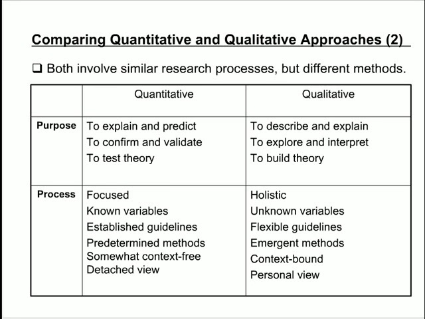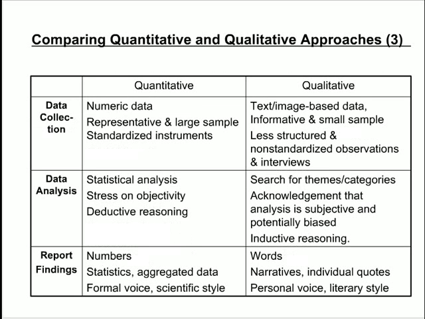A quantitative approach often uses predetermined methods, whereas in a qualitative approach, the methods would emerge from the research itself. Many quantitative researchers try to have an experiment or research that is somewhat context-free, whereas qualitative researchers feel that research must be context-bound. As we've already said, data collection from a quantitative view involves numerical data, whereas qualitative data tends to be more text-based. Quantitative data tends to have very large samples, whereas qualitative research tends to have very small numbers of people participating.